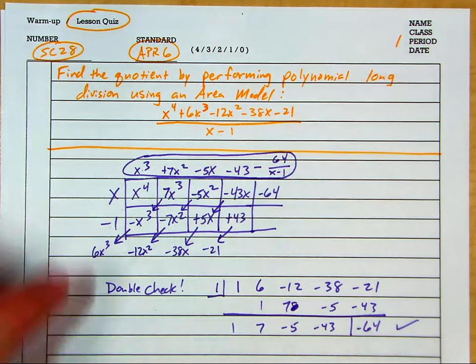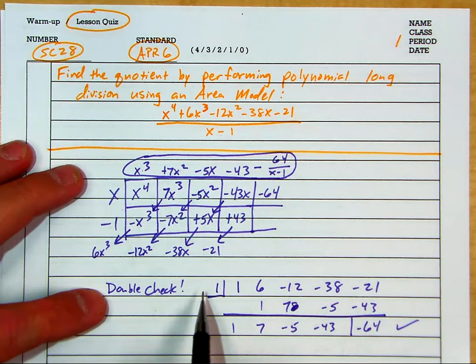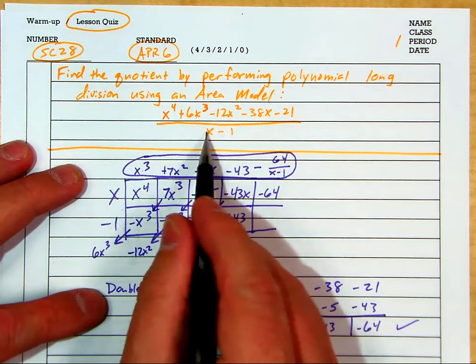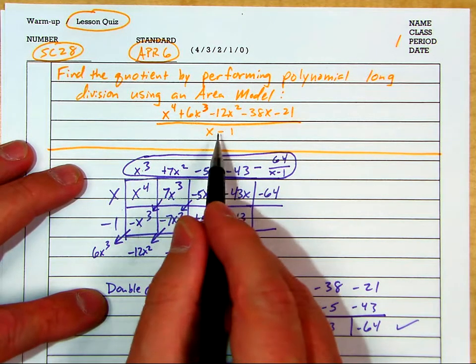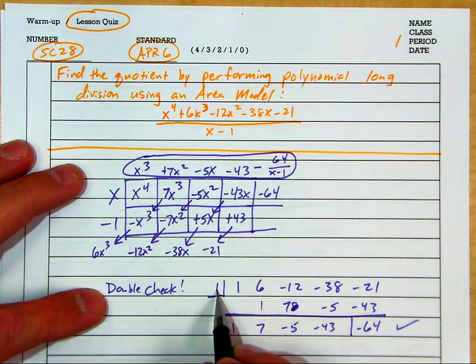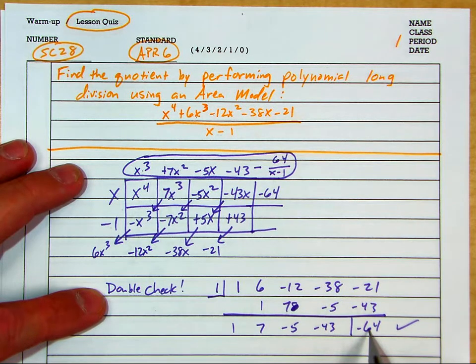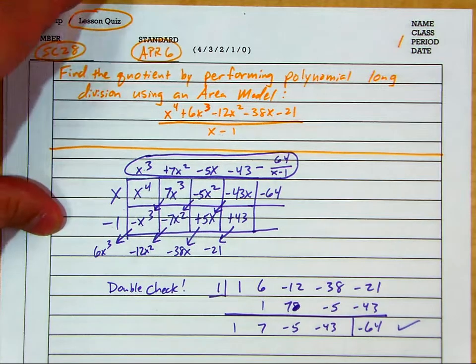Okay? And I suggest you do this all the time, to double check when your divisor is a nice linear binomial. You can change that constant, put it in the window, and double check that you get the right remainder through synthetic division. Okay, so that was 64.